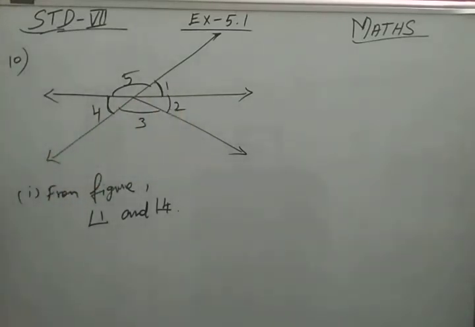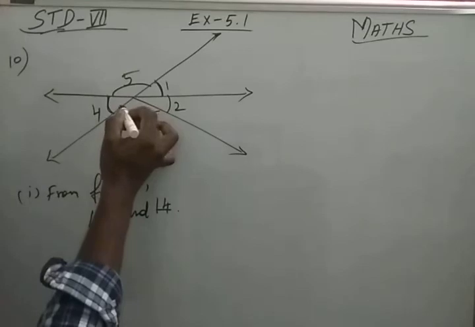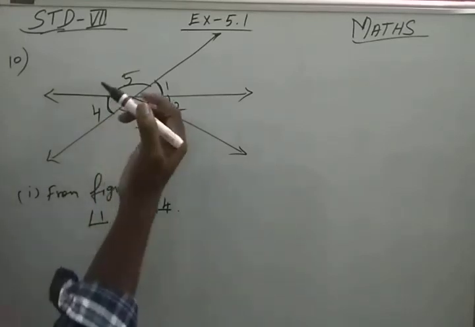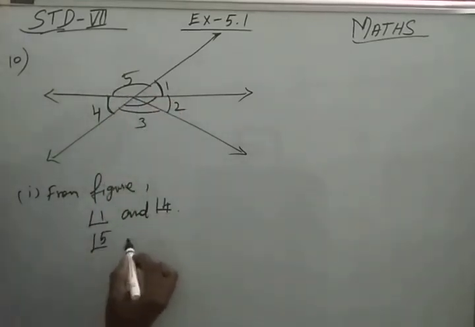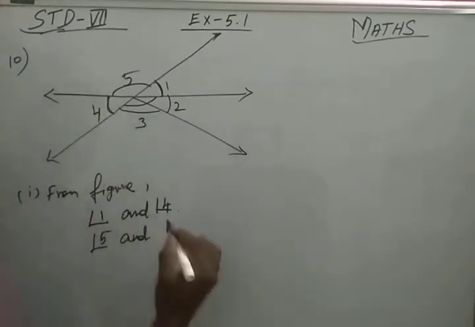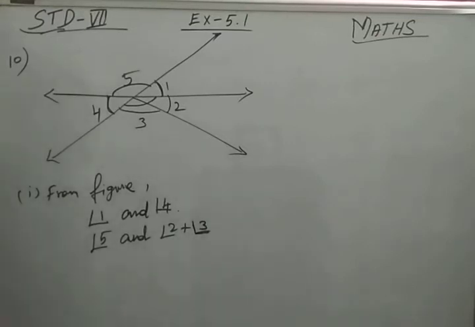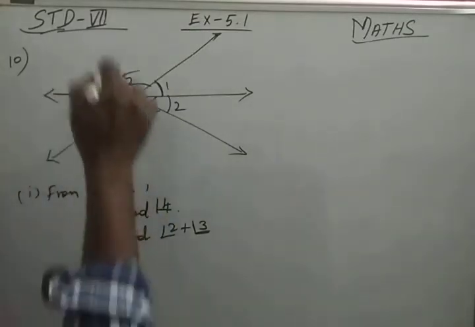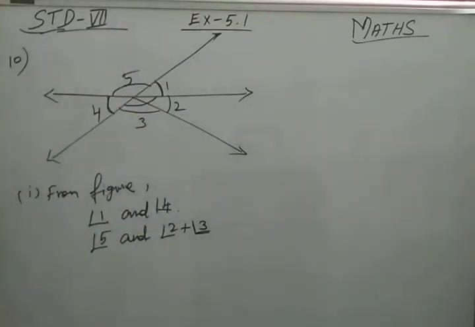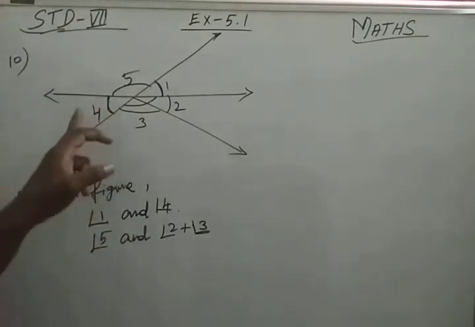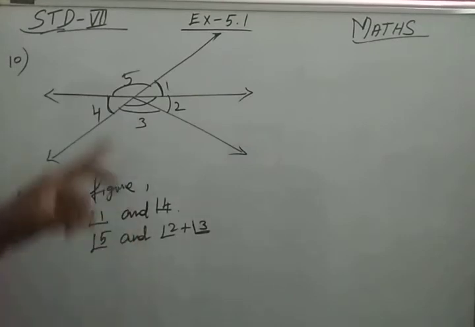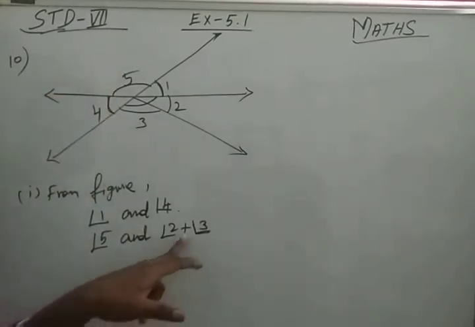Second one, angle 5 is there. If you take the opposite of 5, it will come like this. So angle 5 and the sum of angle 2 plus 3 are vertically opposite angles. Already I told you, a vertically opposite angle is formed when two lines intersect, and the opposite angles are vertically opposite. So according to that, angle 1 is equal to angle 4. Same like that, angle 5 and 2 plus 3.